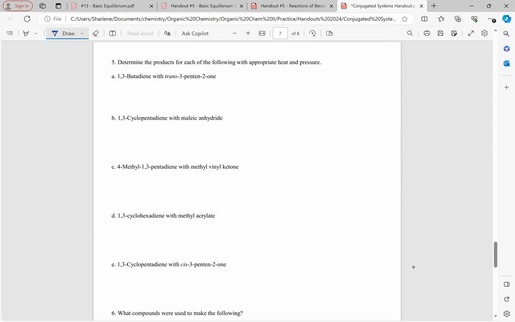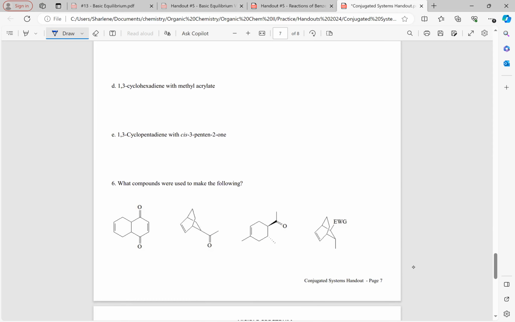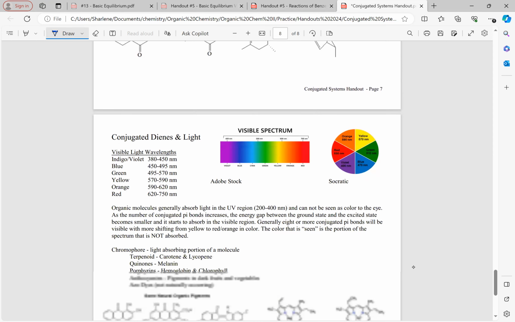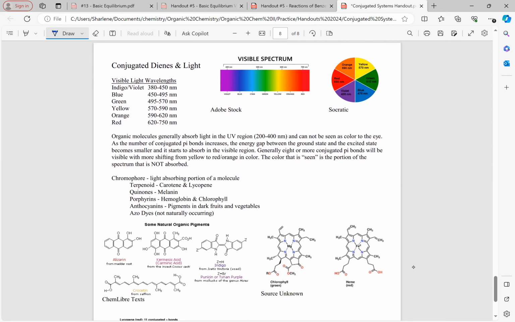All right, our conjugated dienes and light. Let's do a little review on what light is. I guess technically it's not a review because it was a long time ago and we didn't really focus on it. But when you see something, you're not seeing the color that's absorbed. You're seeing the colors that are left over.